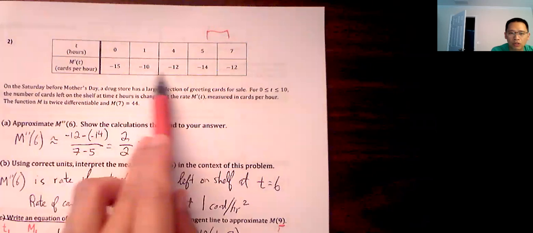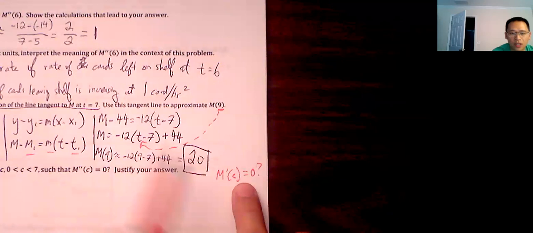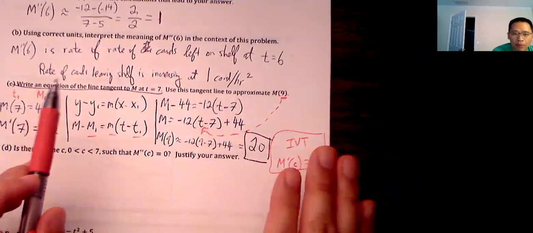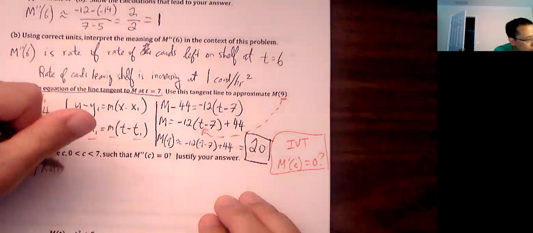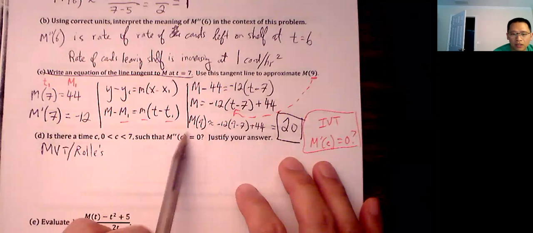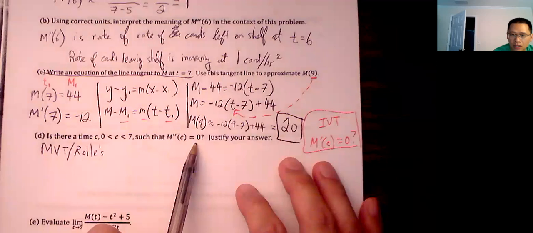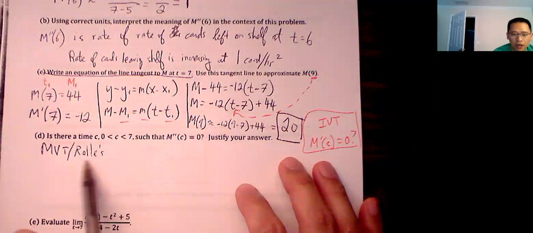And this would be, if it's asking for M prime of c, and they give you M prime, this would be an IVT problem, right? But here, you have M prime, but it's asking for the slope. So if I'm trying to guarantee slope, then that's more of an MVT or Rolle's problem. Now the distinction is MVT is guaranteeing a slope that could be 3 or 5 or 8 or -6, but this specific 0 is under this Rolle's category.